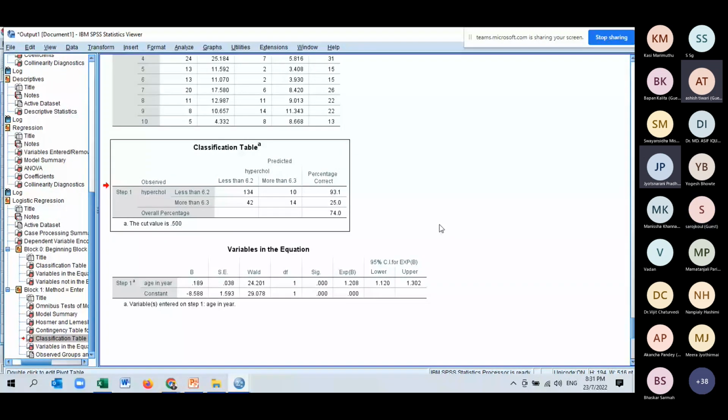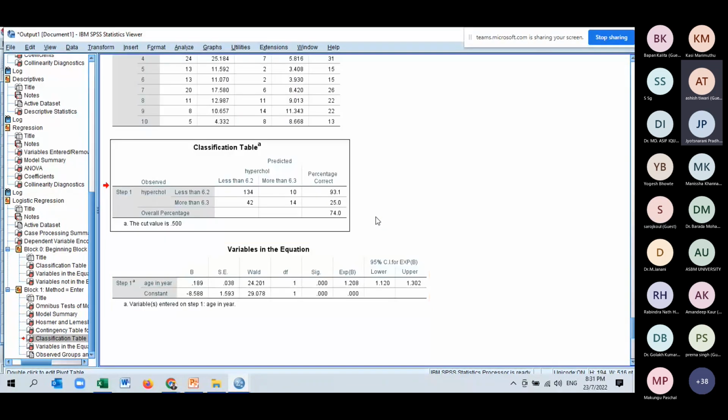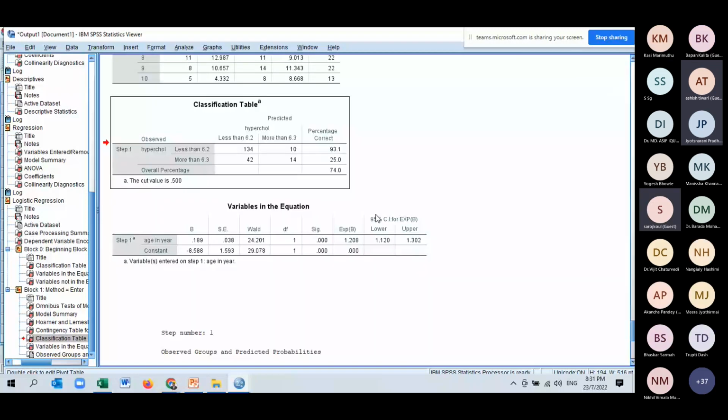Yes, so, how do we interpret these results? SPSS will give you a lot of information. Sir, can you once again repeat it, the classification table? Let me check, sir. Where is the classification table? In our classification table we have less than 6.2 is 144, more than 6.3 is 56. Go to the last table, the last table before the variables in the equation.